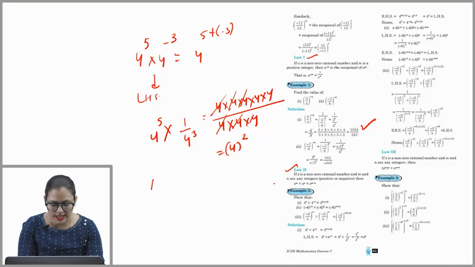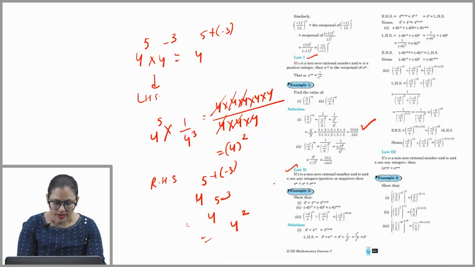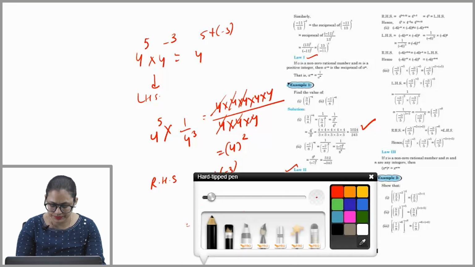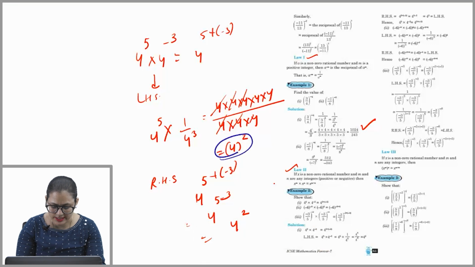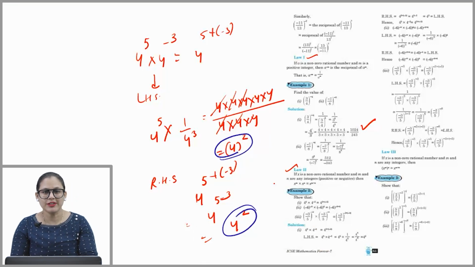Next, RHS. RHS is what? 4 raised to the power 5 plus minus 3. So 4 raised to the power 5 minus 3 is what? 4 raised to the power 2. See, this is LHS, and this is RHS. Both are equal. Okay. Next, law number 3.